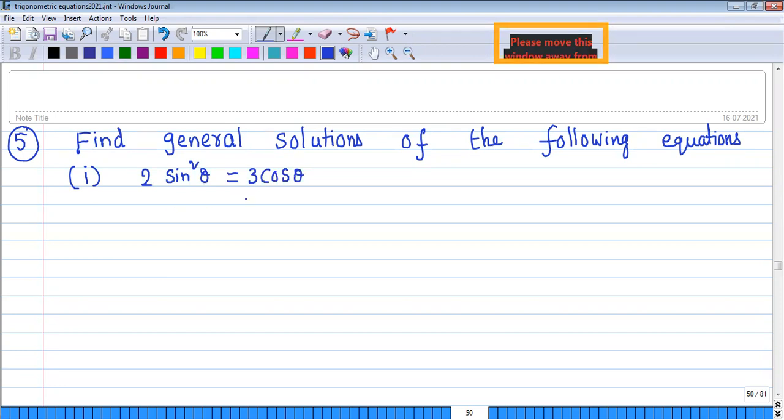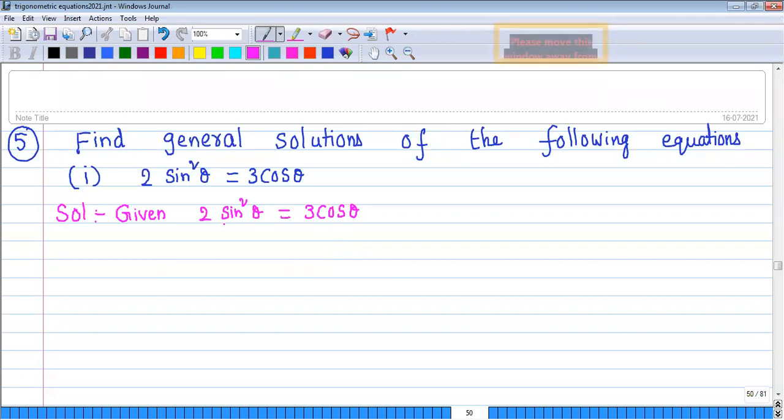For this equation, we need to find out the general solution. Let me explain one question. Given: 2 sine square theta is equal to 3 cos theta. First, just go through the question. Can we change cos theta in terms of sine? Yes, but that will be root of 1 minus sine square theta. It will be having a square root.